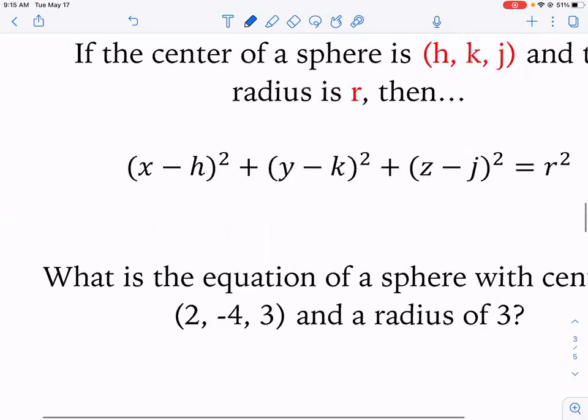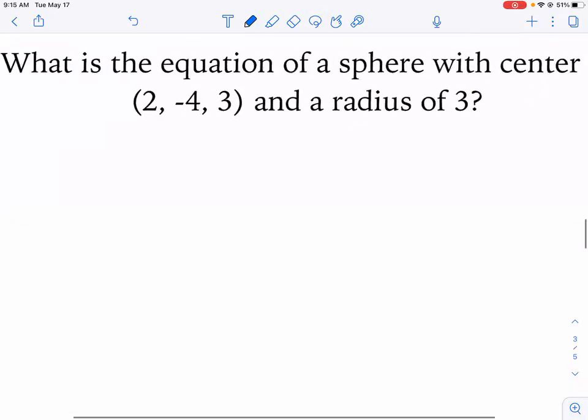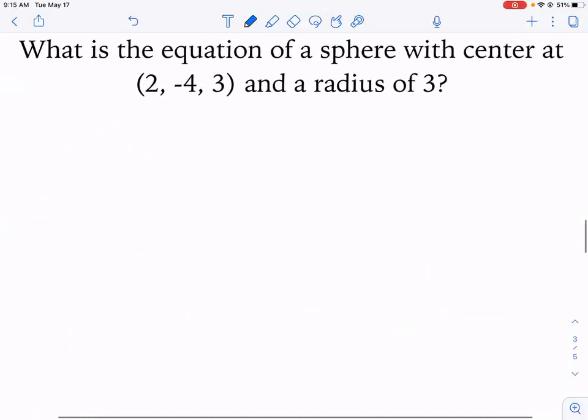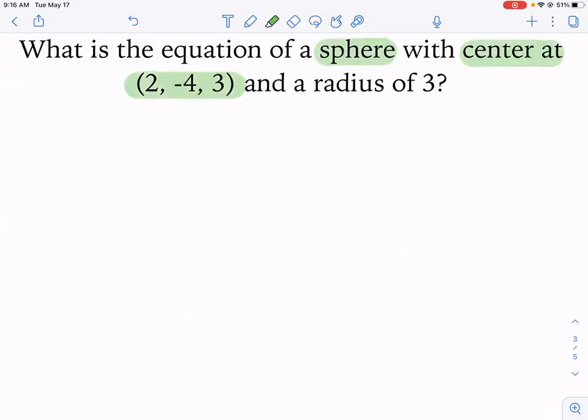Okay, we're gonna start off very basic. We have a sphere with a center at 2, -4, 3, and a radius of 3.